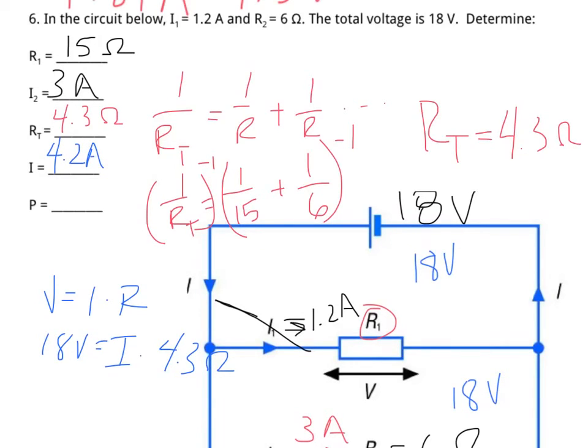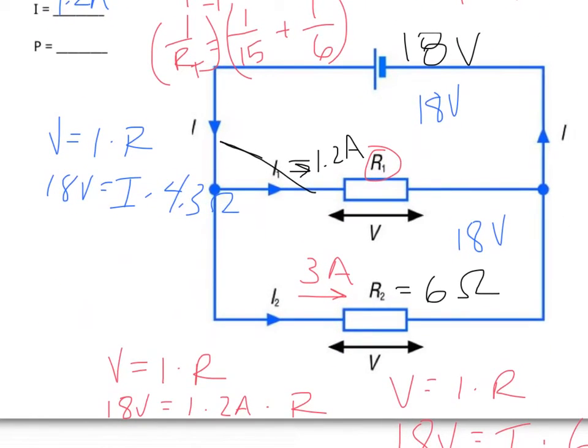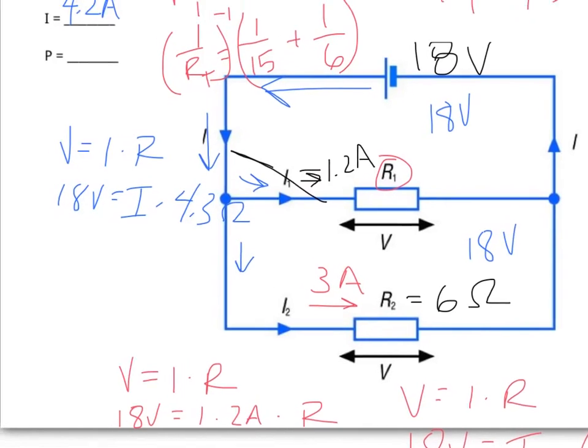Now we should be able to check that answer by taking a look at some of our individual calculations. 4.2 amps is the amount of current leaving this battery, and it's coming down this branch here, and then it splits into 2 pieces. These 2 pieces, the 1.2 amps and the 3 amps, should combine to make 4.2, and of course they do. 3 plus 1.2 is 4.2. So that satisfies our check of that answer, 4.2 amps from calculation of the total circuit parameters and also from our individual branches as well.